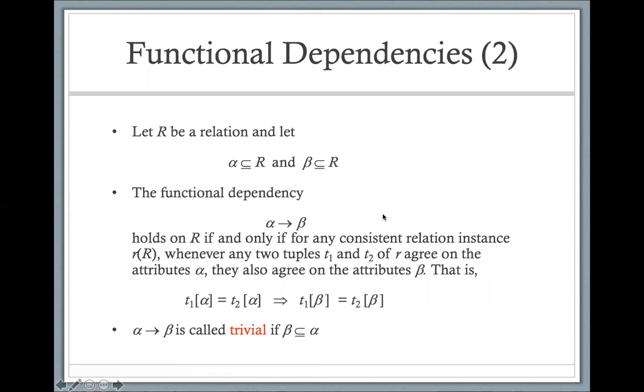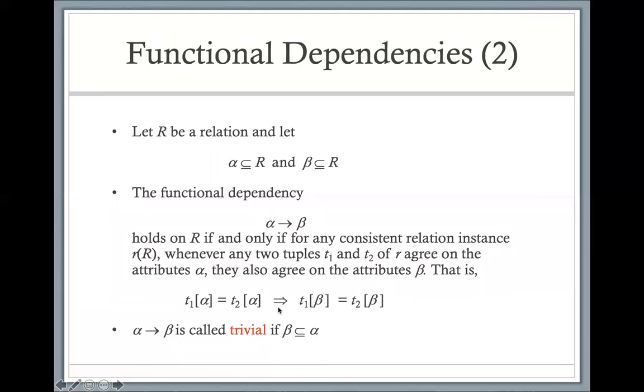So let's define it formally. What is a functional dependency? Let's assume I have a relation R, which has n attributes, and let alpha be a subset of these attributes, so it's a subset of R, and beta another subset of attributes in R. The functional dependency alpha determines beta, or beta is functionally dependent on alpha, holds if for any two tuples T1 and T2, if they agree on the value of alpha, then they agree on the value of beta.